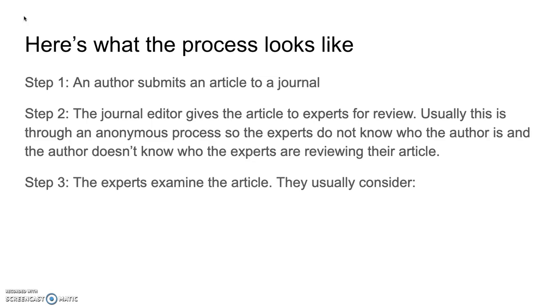Step 3 is the experts examine the article and they usually consider 3 criteria: originality, relevancy, and appropriateness. They're asking, does this article give any new knowledge to the field or a subject? Is it relevant to what we're talking about? And is it appropriate for the journal that the person is trying to publish to? So for example, this last one, if I was submitting an article about dogs to a journal about cats, it wouldn't be appropriate in this case.